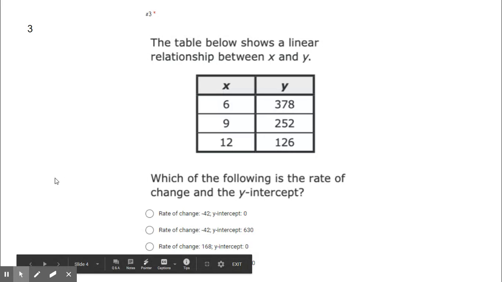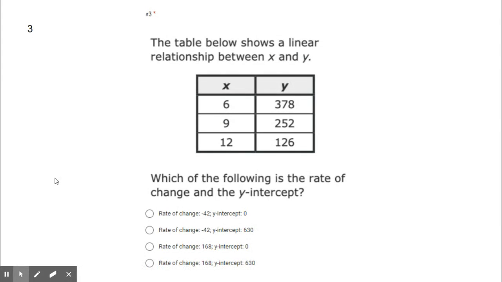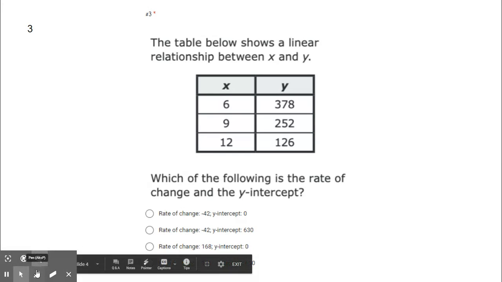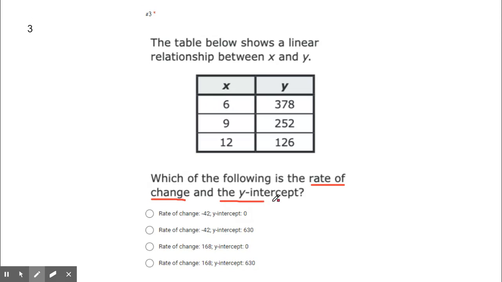All right. The table below shows a linear relationship between x and y. Which of the following is the rate of change and the y-intercept? Okay, rate of change is another way of saying slope. So we're looking for the slope and the y-intercept. To find slope, I like to remember it as change of y over change of x. Then I come over here and find 2 x's, 2 y's.